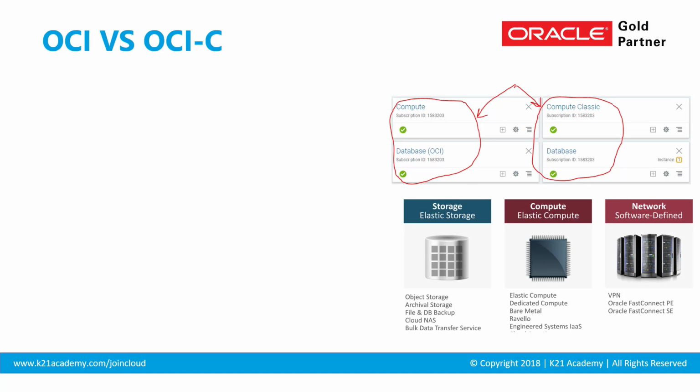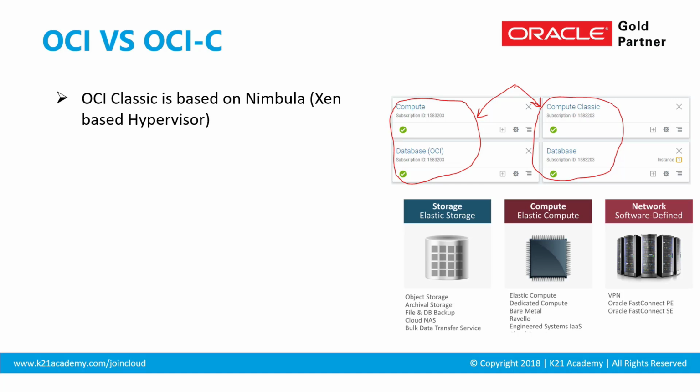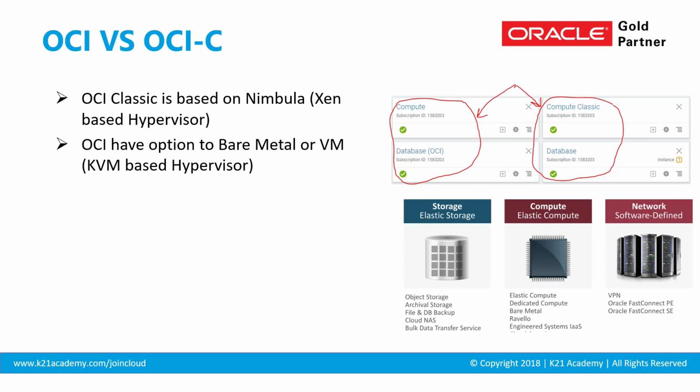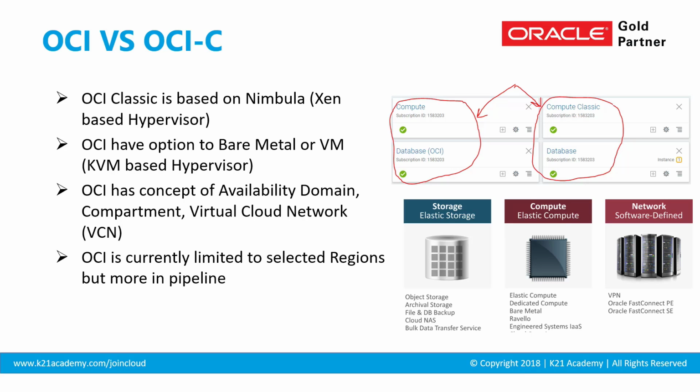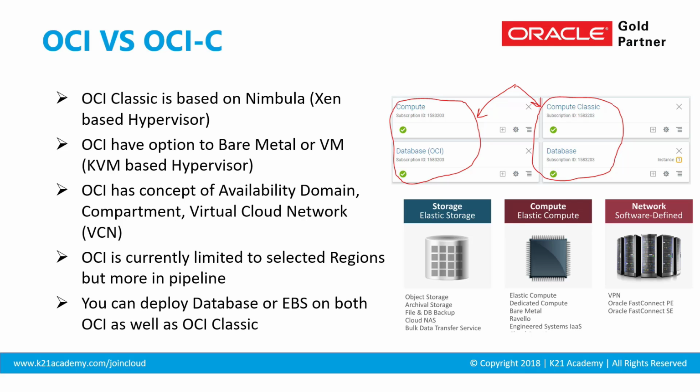As I said to you earlier, there are two types of IaaS options, OCI versus OCI Classic. On a high level, in OCI Classic you only have a virtualization layer, whereas OCI, which was earlier a bare metal cloud service, has two options. You can either go for bare metal or VM. If you go for the virtual machine option, OCI uses a KVM based hypervisor, whereas OCI Classic uses a Xen based hypervisor, and there are a few other changes available as well.